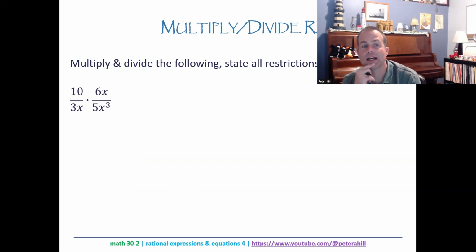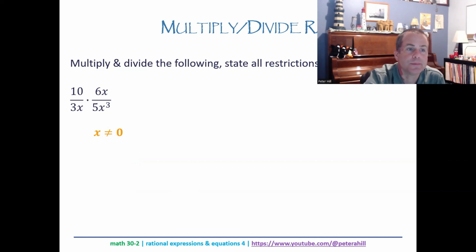Let's try the next one: 10 over 3x times 6x over 5x cubed. Now again, let's think about restrictions. x can't be 0. What I'm going to do here is take a look at my numbers and start reducing things right away, okay?